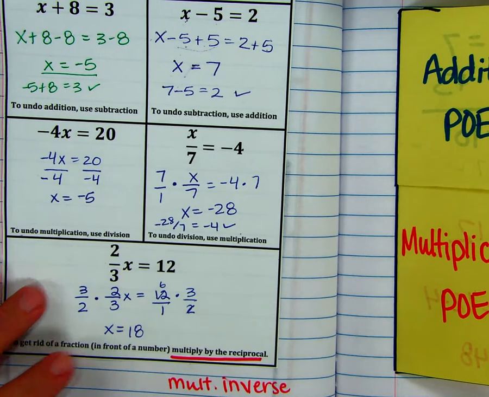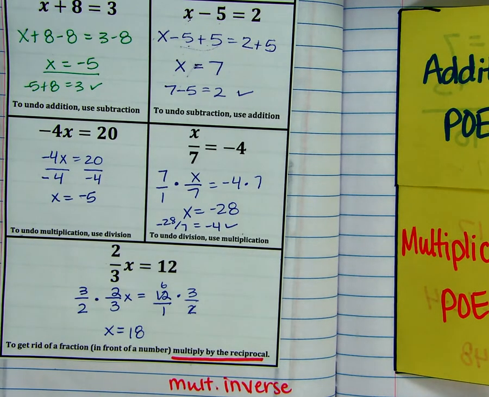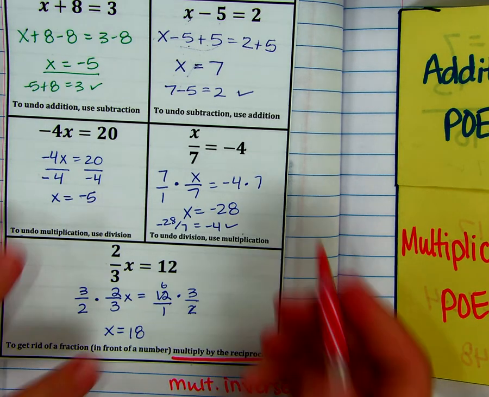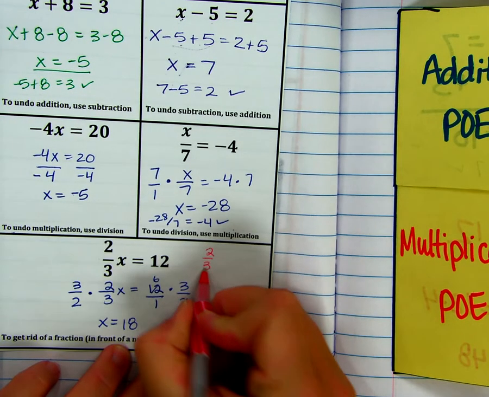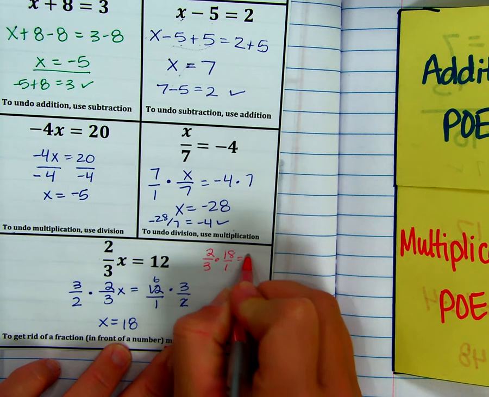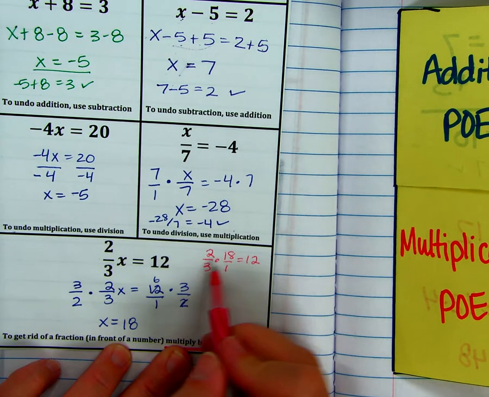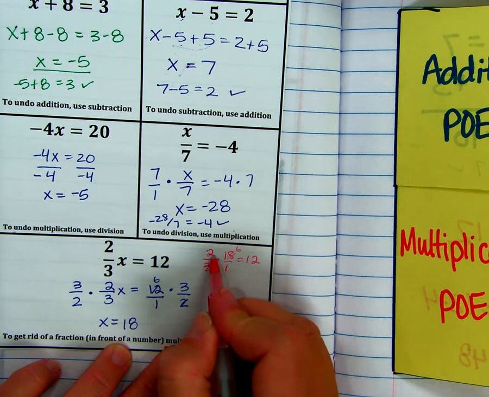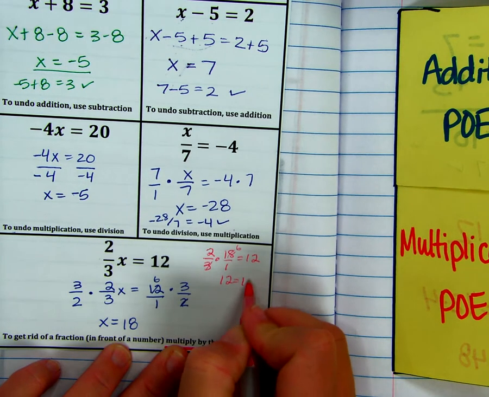Now I've got to check my answer. So I'm going to plug this in up here with a red pen. 2/3 x, now my x is 18. Is that equal to 12? Well, 3 goes into 18 6 times, 2 times 6, 12 is equal to 12.